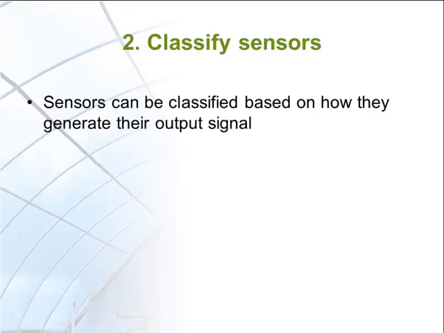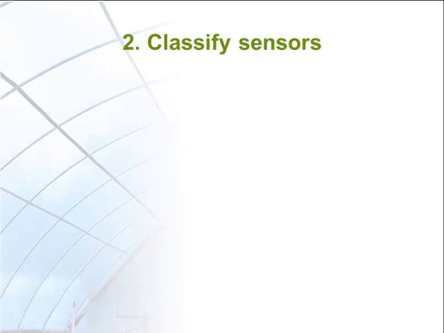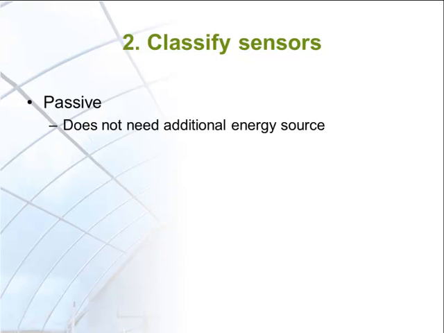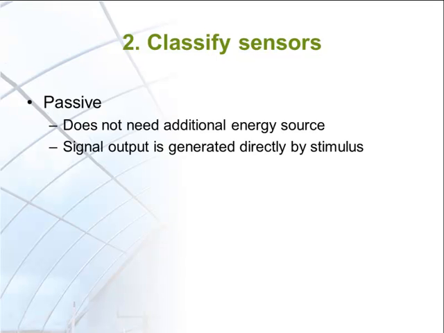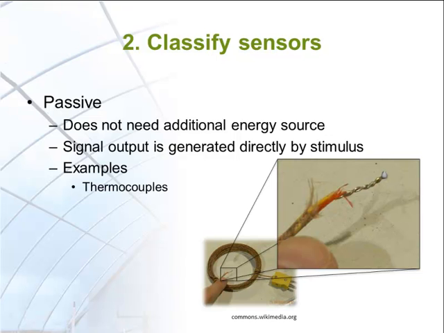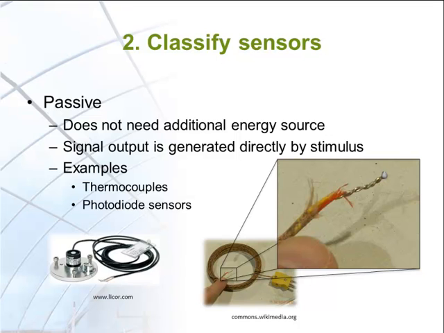Sensors can be classified based on how they generate their output signals. It can be a passive type or it can be an active type. A passive sensor does not need an additional energy source, and its signal output is generated directly by a stimulus. For example, a thermocouple junction generates a voltage and a photodiode sensor generates a voltage when exposed to light.